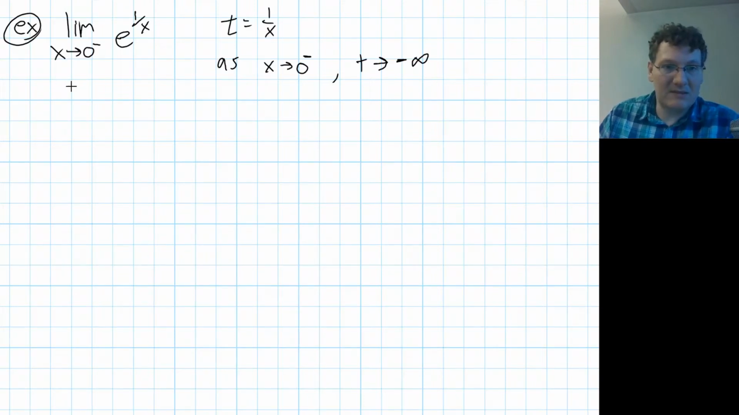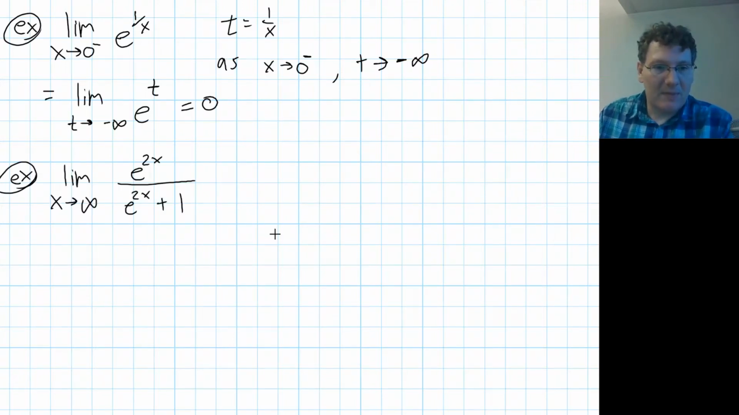And so this limit is the same as the limit as t goes to negative infinity of e to the t. Well, I just covered that, right? e to the t, as t goes to negative infinity, this limit is going to be 0.